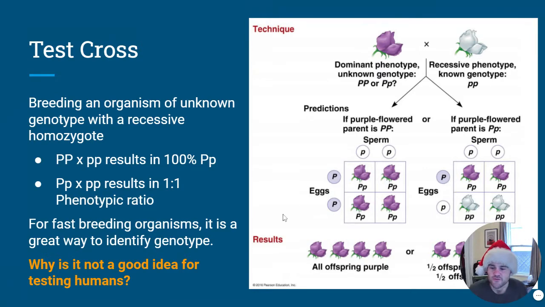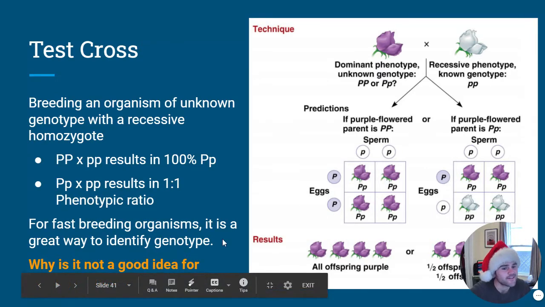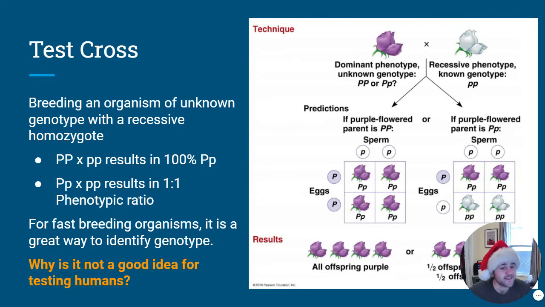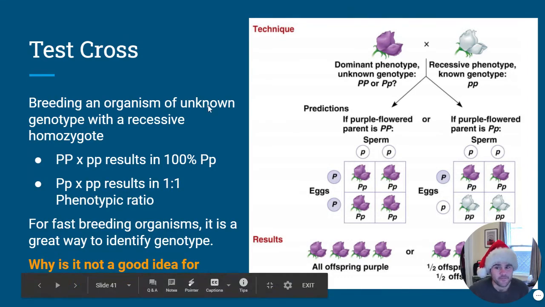So, I have a little question for you. Do you think test crosses are good ideas for testing humans? So if you don't know if you are homozygous dominant or heterozygous for a trait, do you think you could do a test cross to really figure that out effectively? Seems like it'd take a while.